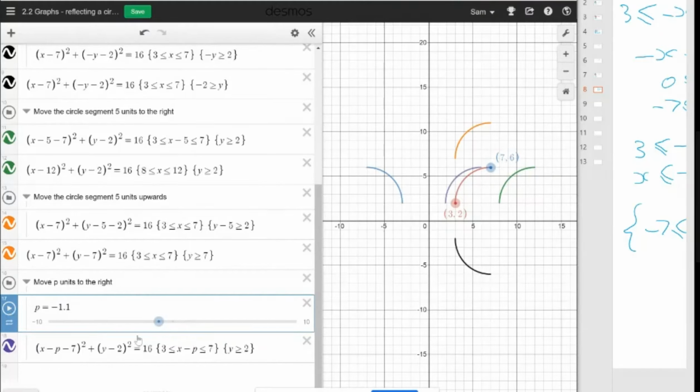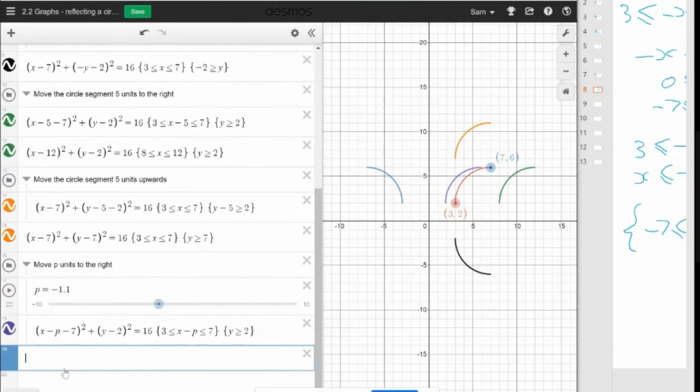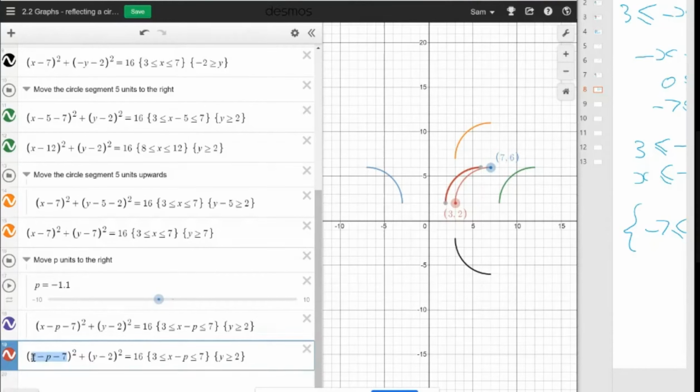This is as nice as it can go. Here, the domain should really be written in terms of x. So I'm going to add p to everything. 3 plus p, 7 plus p. Okay, and we can see, as p is getting smaller, it's moving to the left. P is getting bigger, so it's moving to the right.